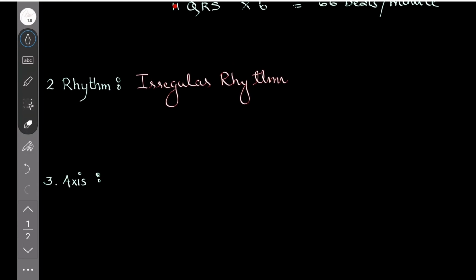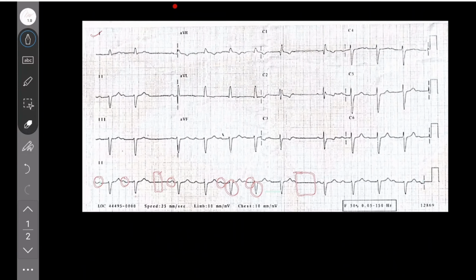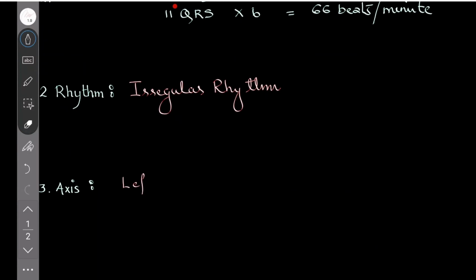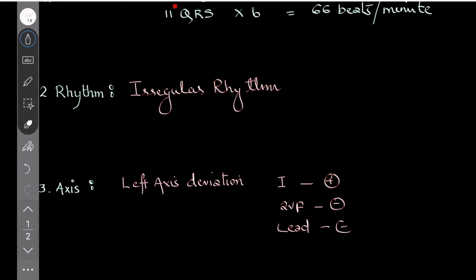Next comes the axis. For axis, we check lead 1 and lead aVF. Lead 1 is positive, lead aVF is negative. So you check lead 2. Lead 2 is negative. So the axis is left axis deviation. Since lead 1 is positive, lead aVF is negative and lead 2 is negative, it is left axis deviation.